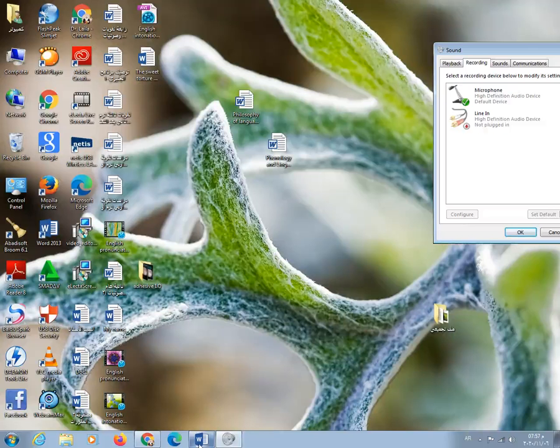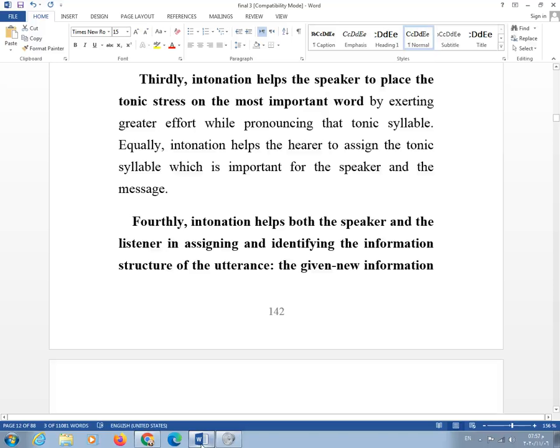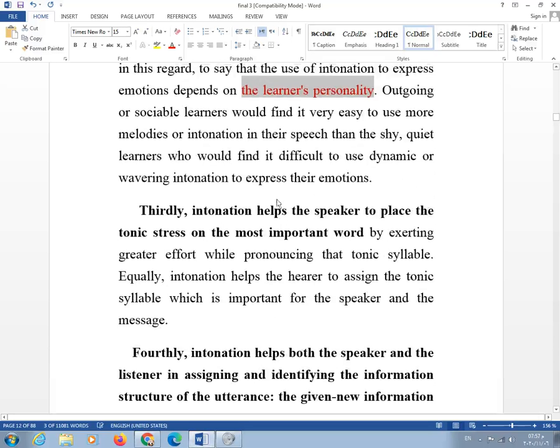Welcome back. Now let's talk more about different functions of intonation. Number three, here I'm on page 11. Intonation helps speakers to place the tonic stress on the most important word, by exerting greater effort while pronouncing that tonic syllable.